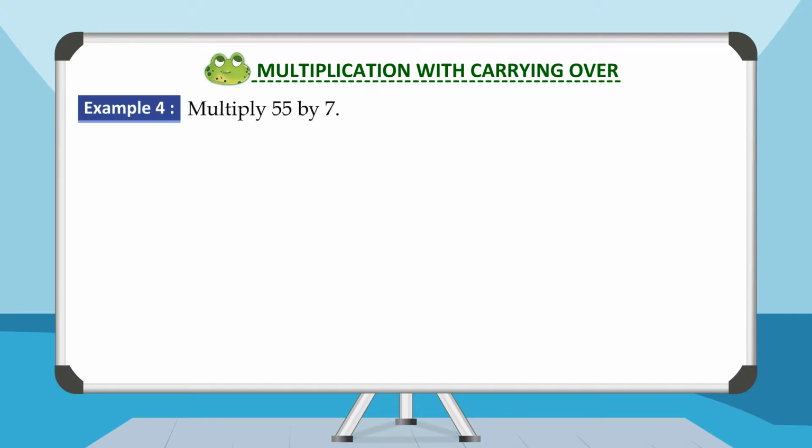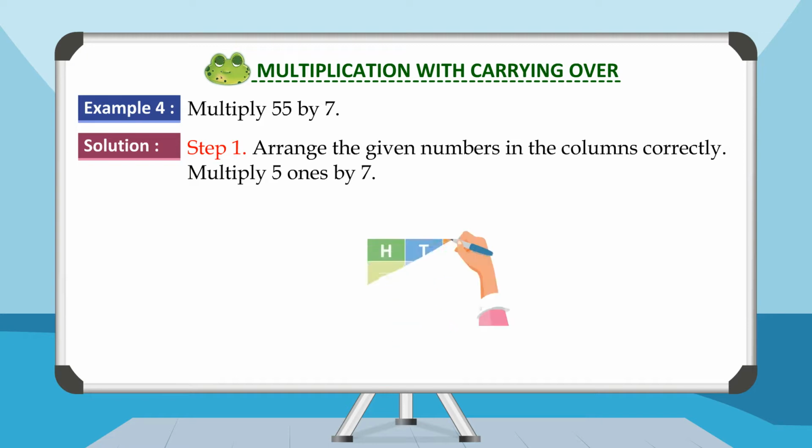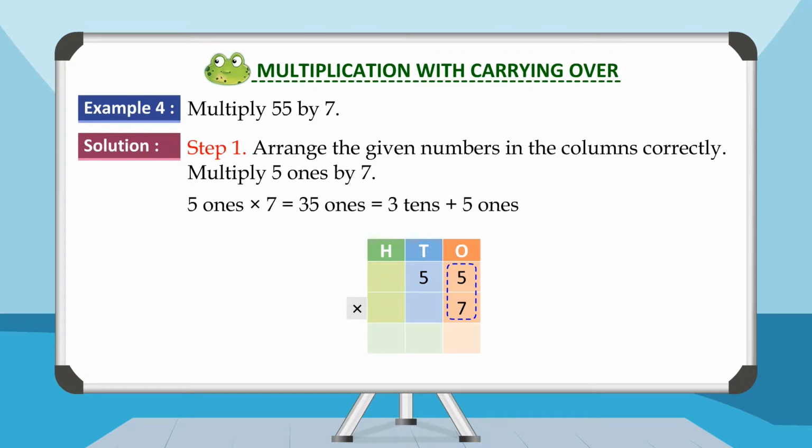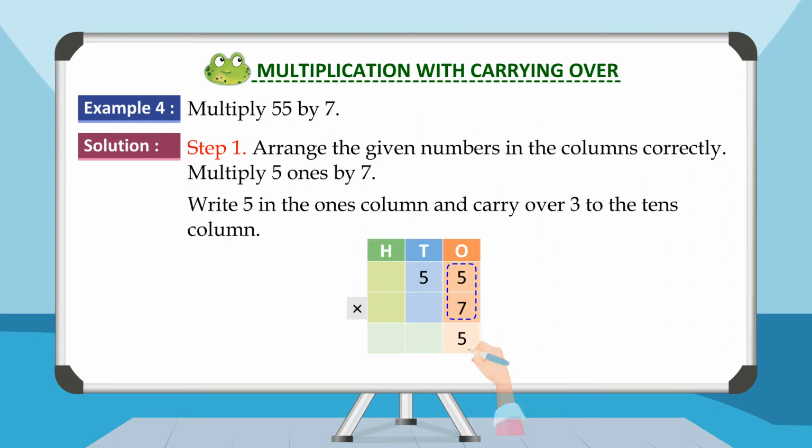Example 4. Multiply 55 by 7. Solution. Step 1. Arrange the given numbers in the columns correctly. Multiply 5 ones by 7. 5 ones × 7 is equal to 35 ones, which is equal to 3 tens plus 5 ones. Write 5 in the ones column and carry over 3 to the tens column.